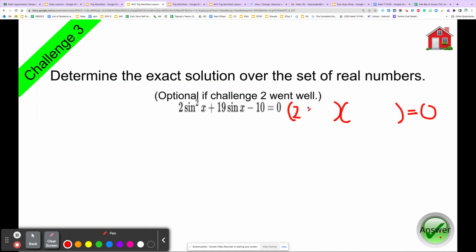So I'm going to go 2 sine x. This is not a good notation, but because of the pen, I'm just going to do this. Okay, so this is going to be 1 sine x. Please don't do this in your work. It will not be accepted.